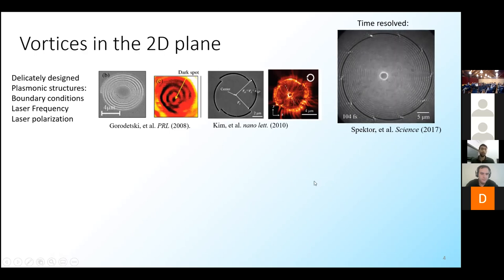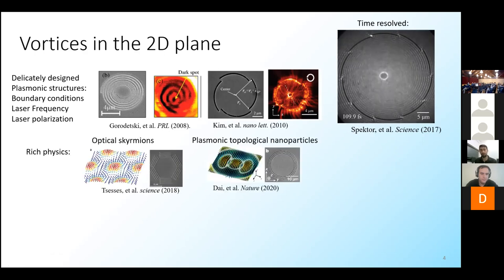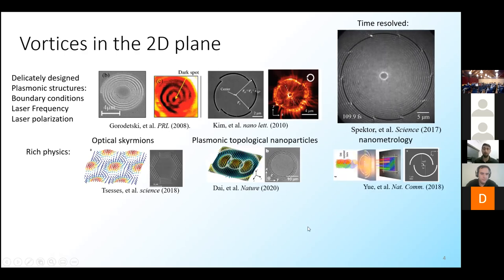What you could do with it, part of demonstrating them, is quite rich physics. For example, analogies of solid state systems, or doing nanometrology, or all the applications of paraxial beams, just in smaller.